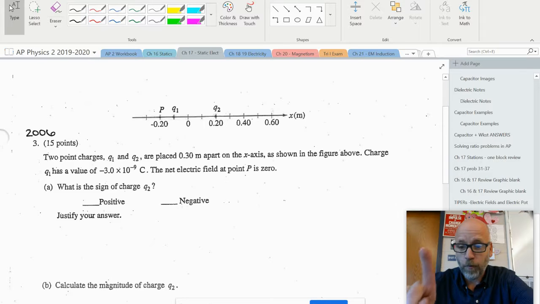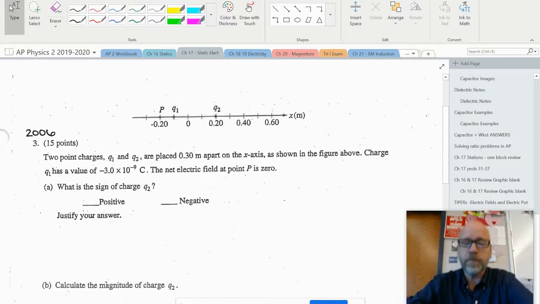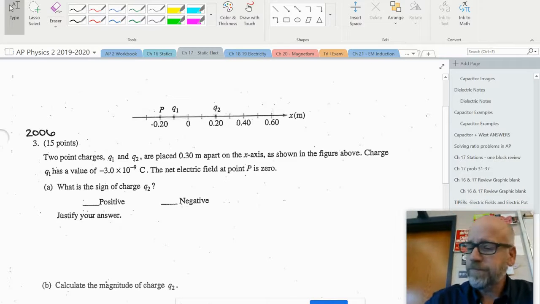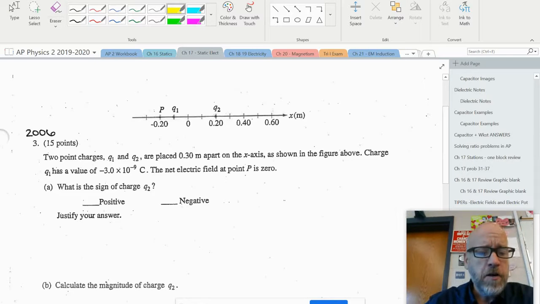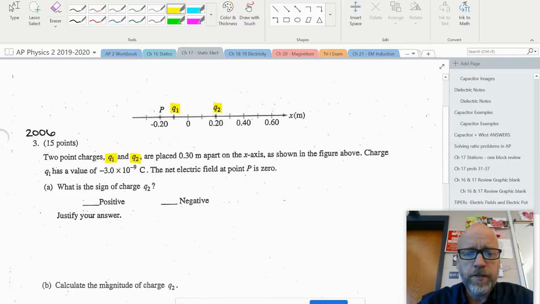So before I even begin, I notice it's a number line problem. All right, I got this. So it says 2-point charges, Q1 and Q2, are placed 0.3 meters apart on the x-axis as shown in the figure above. Charge Q1 has a value of -3 times 10 to the minus 9 coulombs. Ooh, that's nanocoulombs. The net electric field at point P is 0? Okay.